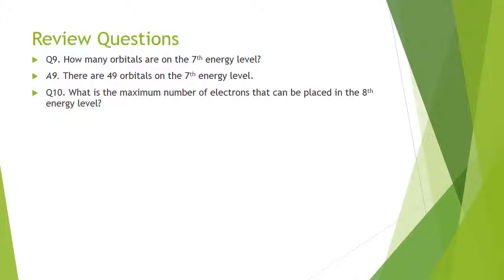And last question. What is the maximum number of electrons that can be placed in the 8th energy level? Hopefully you remembered that the maximum number of electrons for any energy level is 2n squared. Here, n squared would be 64. 8 times 8 is 64. So there'd be 64 orbitals times 2 electrons per orbital gets you 128 electrons that we could put on the 8th energy level maximum.